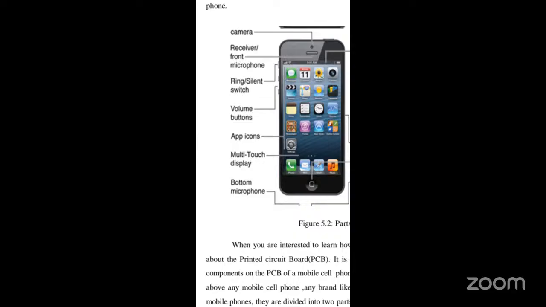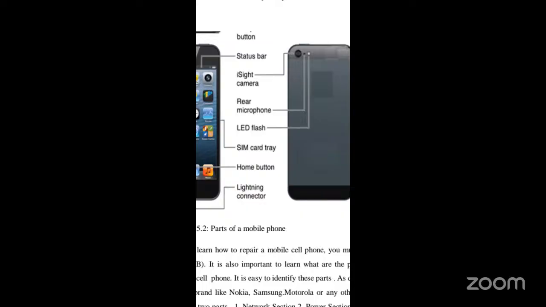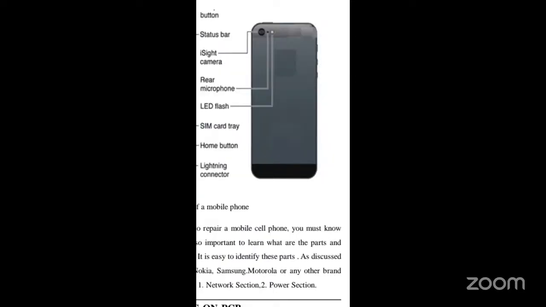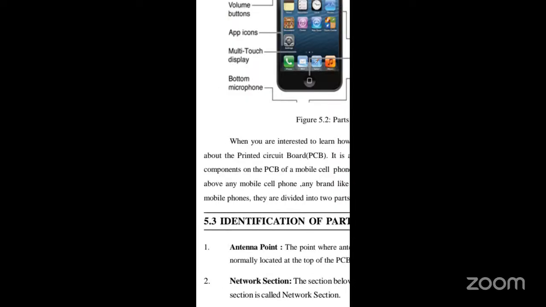Already we know the front end camera, receiver, front microphone, ring silent switch, volume buttons, app icons, multi-touch display, bottom microphone, status bar button, inside camera, rear microphone, LED flash, SIM card tray, home button, lightning connector. Now the parts of the mobile phone are shown in the above figures.